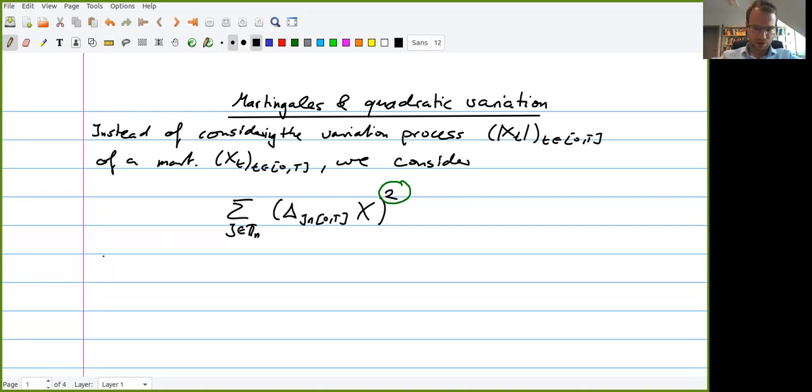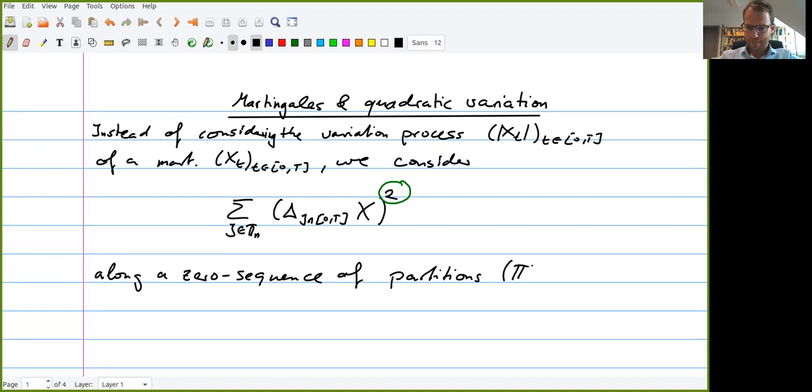And I want to consider this along any or some zero sequence of partitions. And recall, if you have a non-trivial martingale and you take the absolute values of the increments, this explodes to infinity. Now we consider instead the square increments, and the hope is that this converges to something finite.